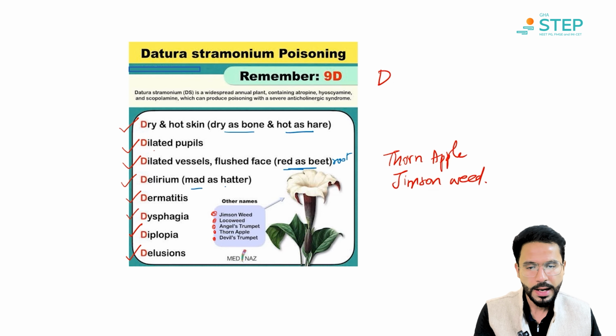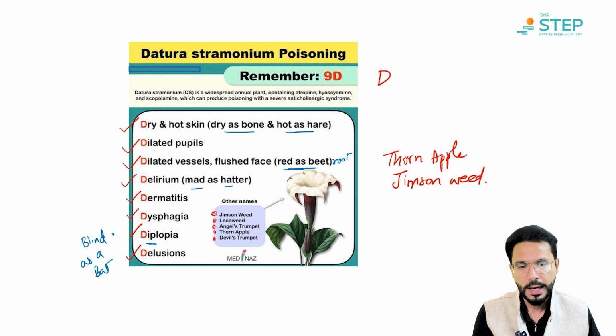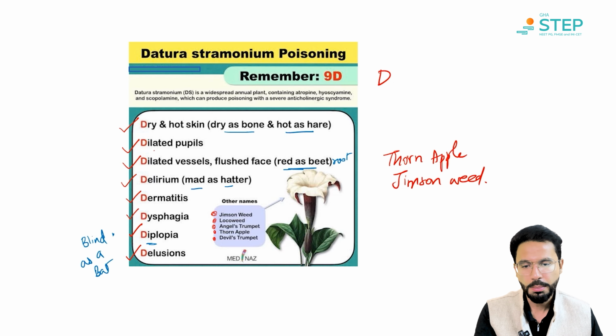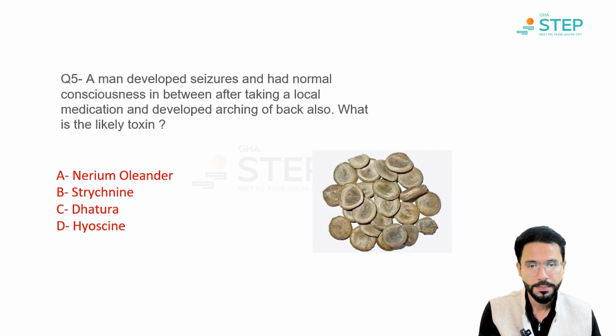Then mad as a hatter, which is talking about the delirium. And then diplopia is talking of blind as a bat. So remember, dry as a bone, hot as a hare, red as a beet, mad as a hatter, and blind as a bat. So if you remember this, you will also remember some of the symptoms at least.